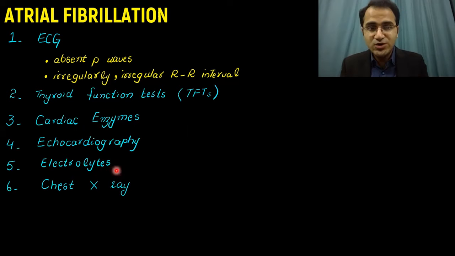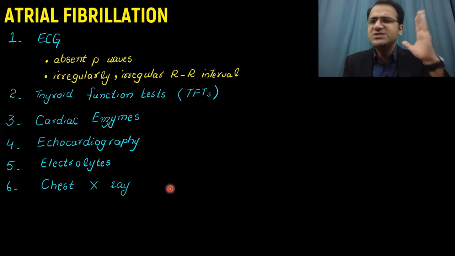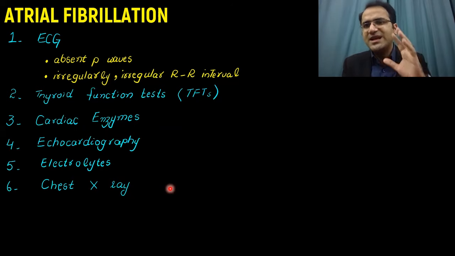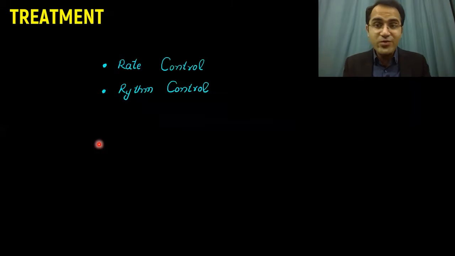And you do electrolytes and chest x-ray. So these are all the investigations that you should consider, ECG being the most important one in an atrial fibrillation patient. Coming down to the treatment of atrial fibrillation, there are two important concepts that you have to understand. One is rate control, one is rhythm control.